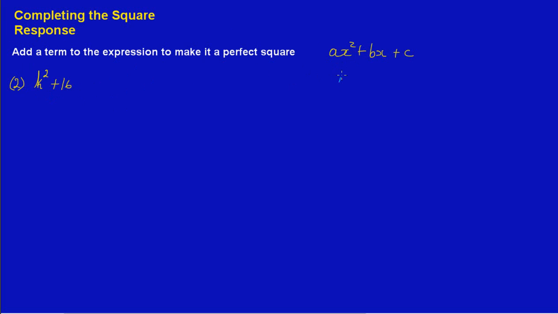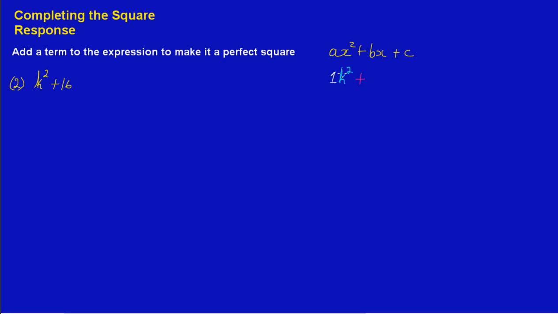I'm just substituting, so I would have k squared. However, my coefficient a would be 1. You have noticed I have a plus b here, so I'm going to put my plus, but bx is missing. I don't have a term in x, so here I wouldn't have a term in k. Let me change the color. The term in k is missing.